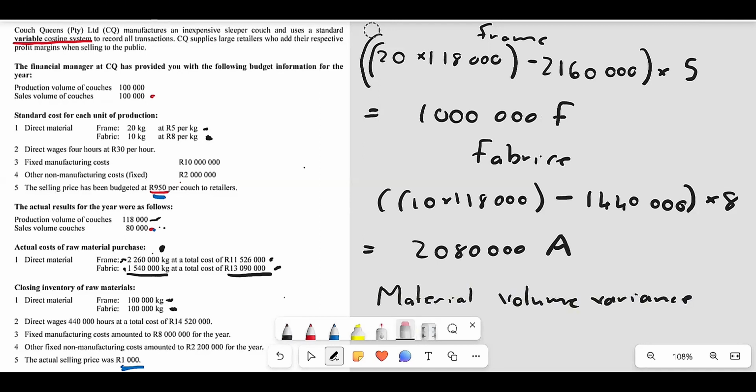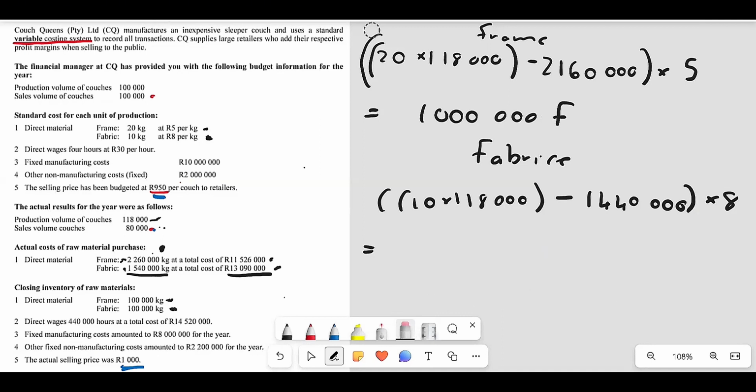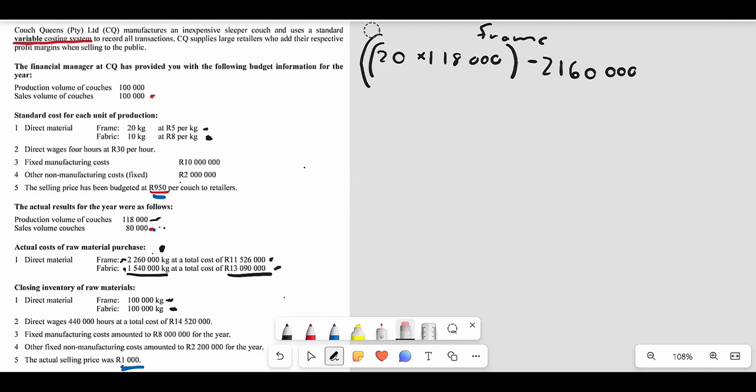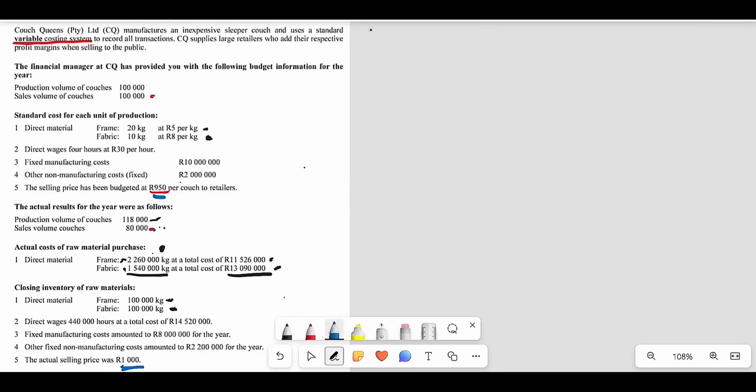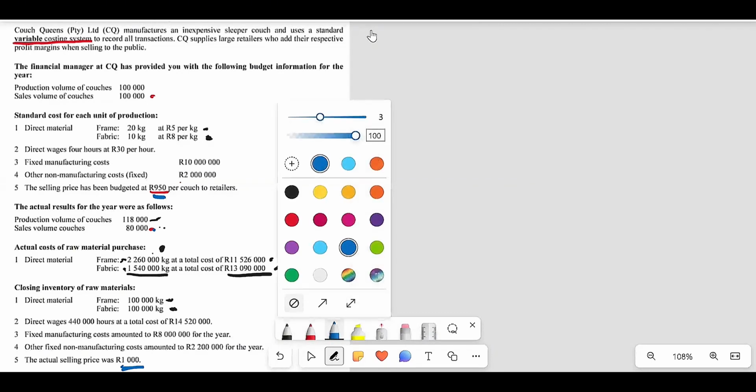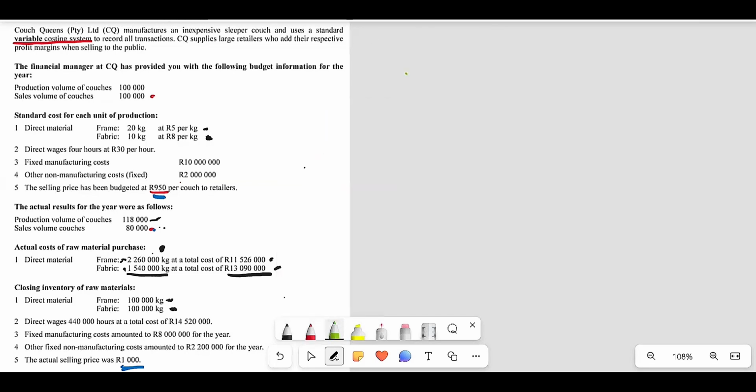Okay, now let's move on to the labor, which is not a difficult one. Labor is normally easy because you just apply the information the way it is given to you. Okay, so let me choose a different color for this. Okay, so labor price variance.